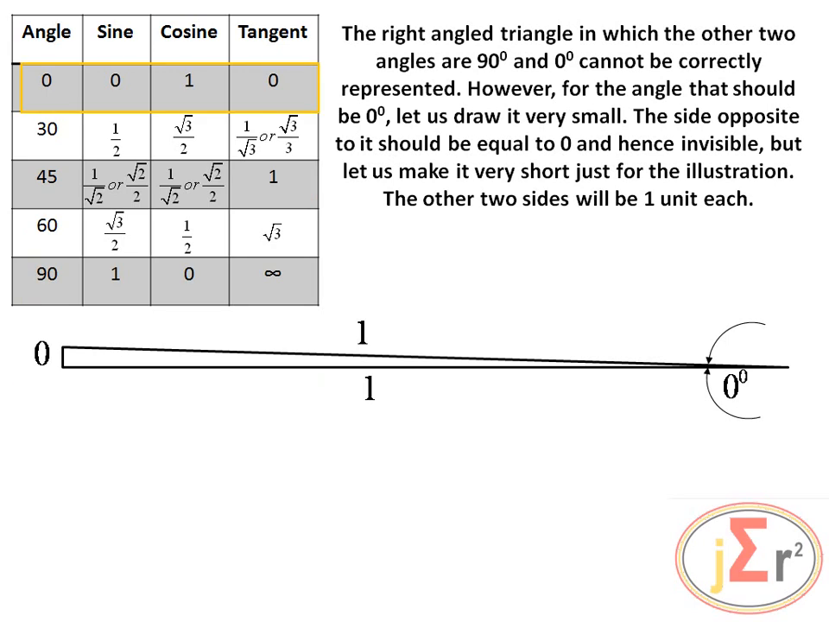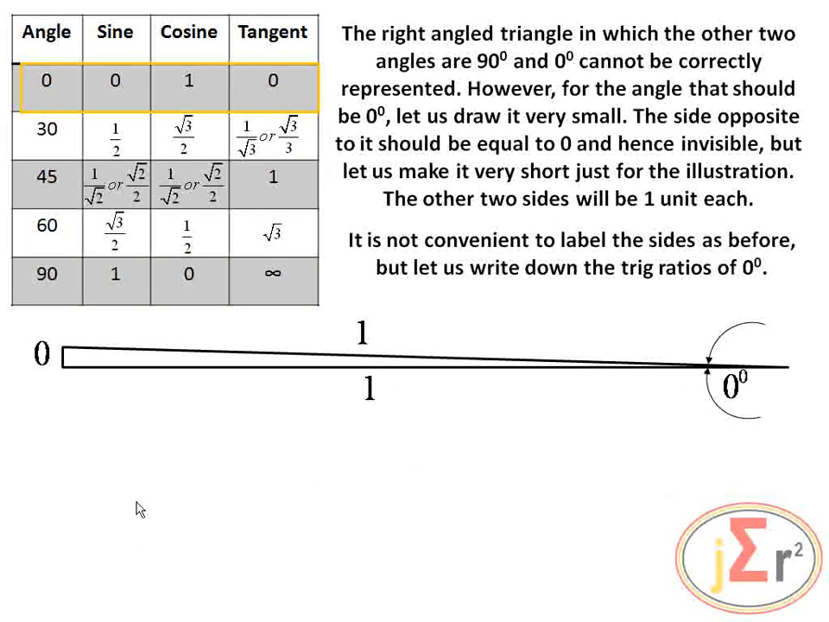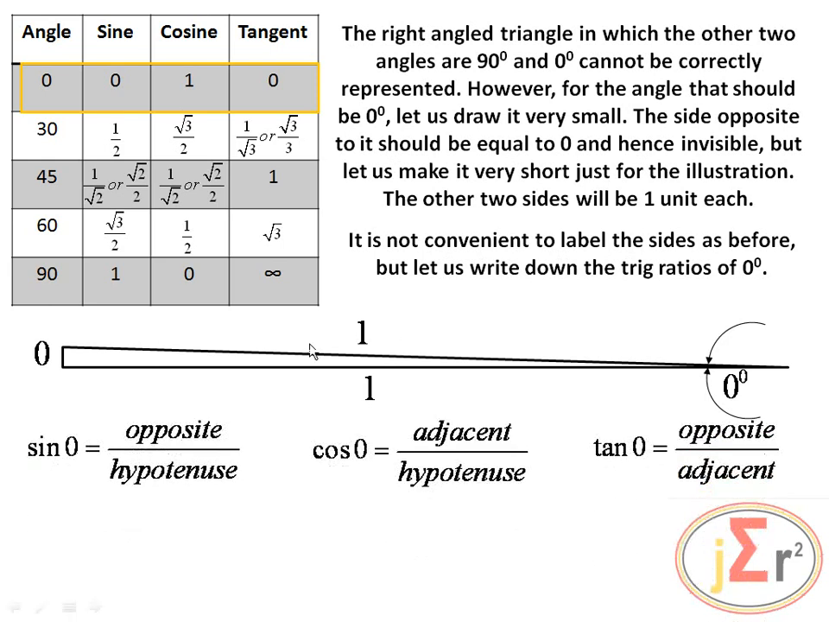So we are at angle 0. It is not convenient to label the sides as before, but let us write down the trig ratios of 0. We have them there, opposite over hypotenuse. The hypotenuse and the adjacent are equal, because this is the angle that we are talking about. Opposite is 0 over hypotenuse, which is 1. 0 divided by 1 is equal to 0.